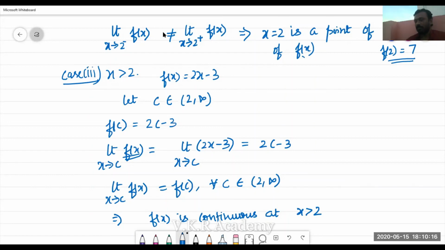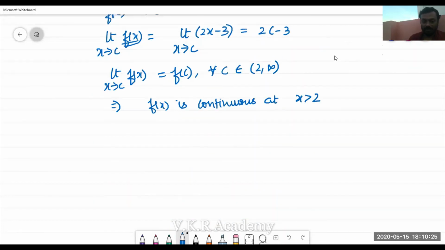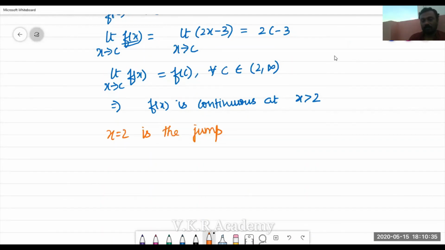But the question is to find the points of discontinuity. So from all the three cases, we find x is equal to 2 is the jump discontinuity, or simply the point of discontinuity. You need not even specify the nature of discontinuity of the function f of x.